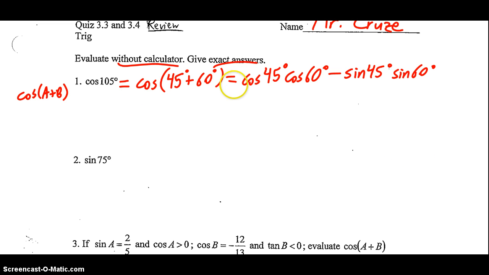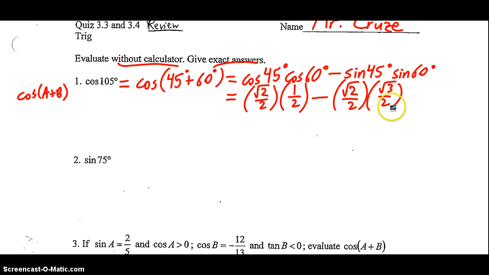Now I'm going to start plugging some things in. Cosine of 45 is rad 2 over 2. Cosine of 60 is 1/2, and again you can use your chart for this. Sine of 45 is rad 2 over 2 as well, and sine of 60 is rad 3 over 2. Now you're multiplying, so we're just going to simplify. Rad 2 times 1 is rad 2 over 4. Nothing simplifying there. Minus rad 2 times rad 3 is rad 6 over 4 again. Since they both have the same denominator, I'm going to go ahead and put them over the same denominator.